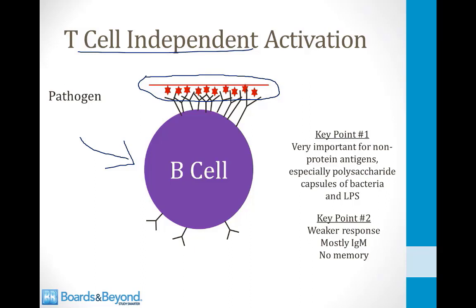The first important point is that this is very important for non-protein antigens, especially polysaccharide capsules of bacteria and lipopolysaccharides. If the only way to activate B cells was with T cell help, then B cells could only respond to protein antigens, because T cells only respond to protein antigens. But because of this alternate T cell independent pathway, B cells can sometimes react to non-protein antigens. A second key point about the T cell independent response: it's a relatively weaker response, especially compared to the T cell pathway. It's mostly IgM, and there is no memory from this B cell activation process.